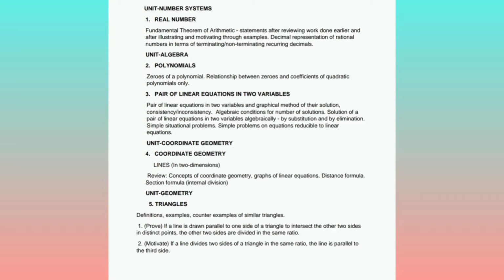Then another type of question will come: just write whether this is recurring, terminating, or non-recurring, just by seeing the denominator. If the denominator is 2 to the power something into 5 to the power something, then this is terminating. Otherwise it is not terminating. This type of question will come in your examination. Also, for a recurring number, convert the recurring number to decimal representation. So you see the denominator and decide which type of decimal number it is: recurring, terminating, or non-terminating non-recurring.